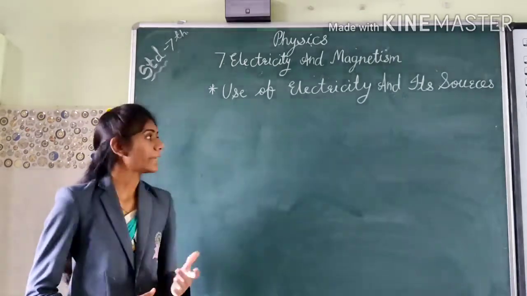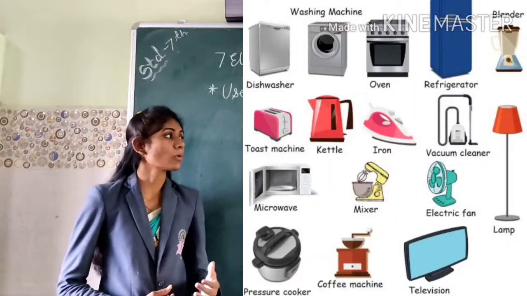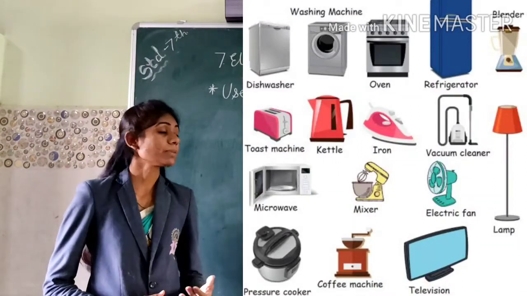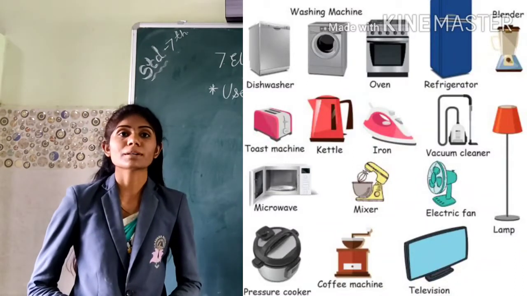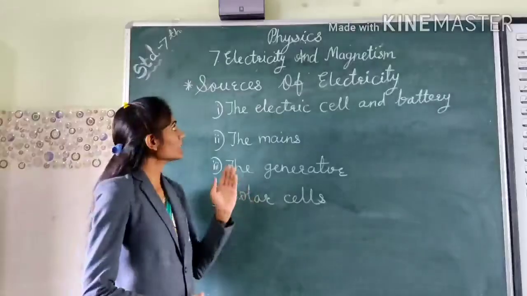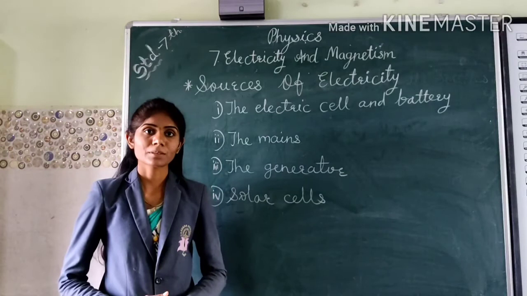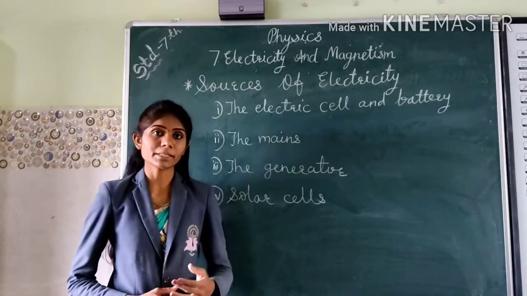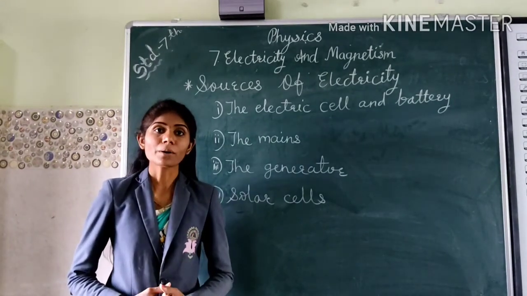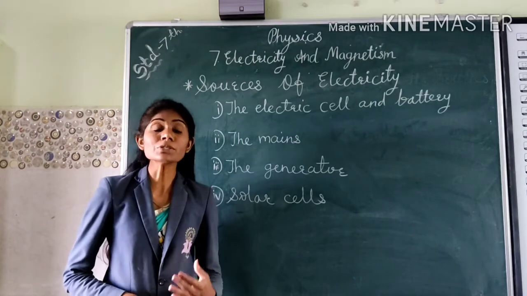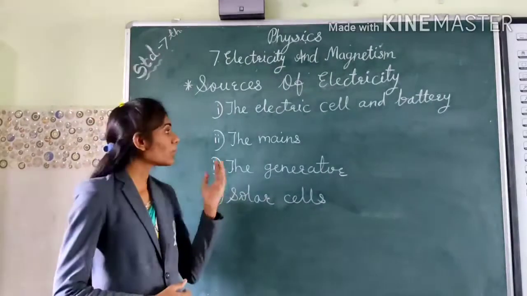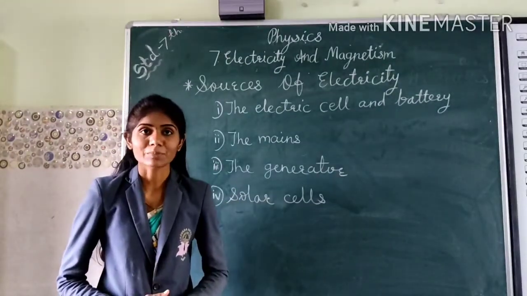For example, television, lamp, motor, machines, tube lights, washing machine, refrigerators, they all work on the basis of electricity only. Next, the sources of electricity. The sources of electricity means from where we receive electricity for our daily life. There are four main sources of electricity.